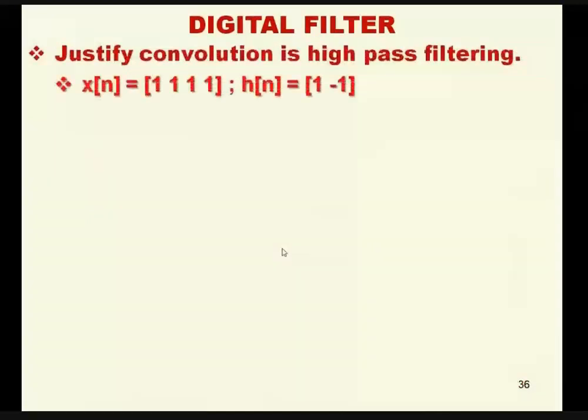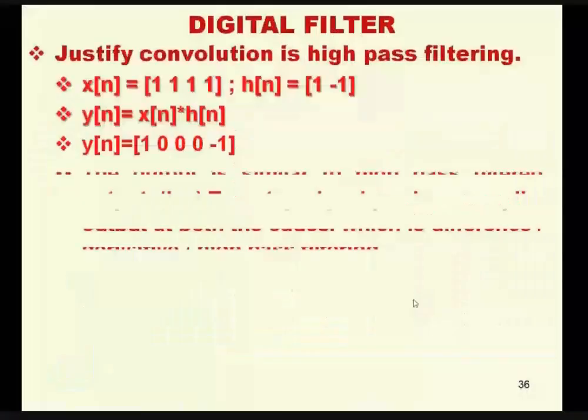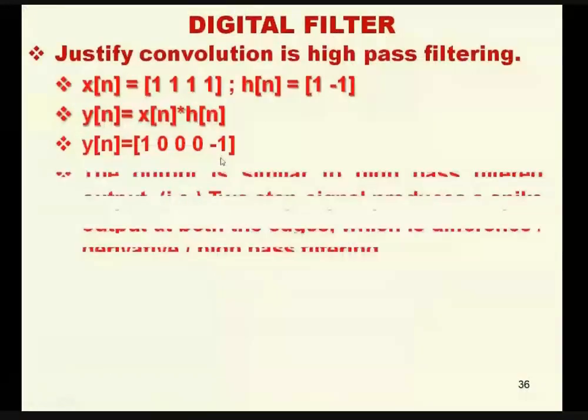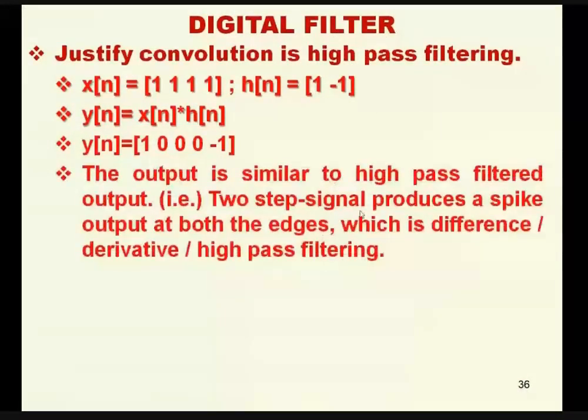Now let us justify that convolution is also high pass filtering. x of n is 1, 1, 1, 1 and h of n is 1, -1. Give me the output. Convolve x of n, 1, 1, 1, 1, with h of n, 1, -1. This is the magic, which is very important, right? The output is 1, 0, 0, 0, -1. So the output is similar to a high pass filtered output. Two step signals produce a spike output at both the edges, which is difference or derivative, that is, high pass filtering.